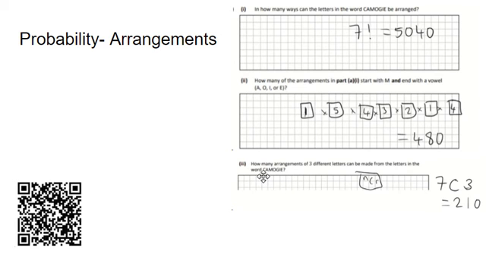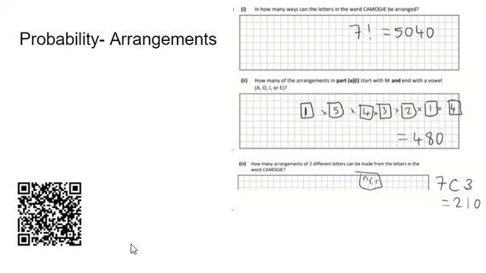The last part of it is how many arrangements of 3 different letters can be made from the letters in the word camogie. So that's just using the nCr, that's the button on the calculator, that's why that's in a box there. That's the button that you're looking for on the calculator. So what you should be pressing there is 7 and then the nCr button and then 3. And that just means 7 choose 3. It means how many ways are there of choosing 3 when you're given 7. So that's all it is.